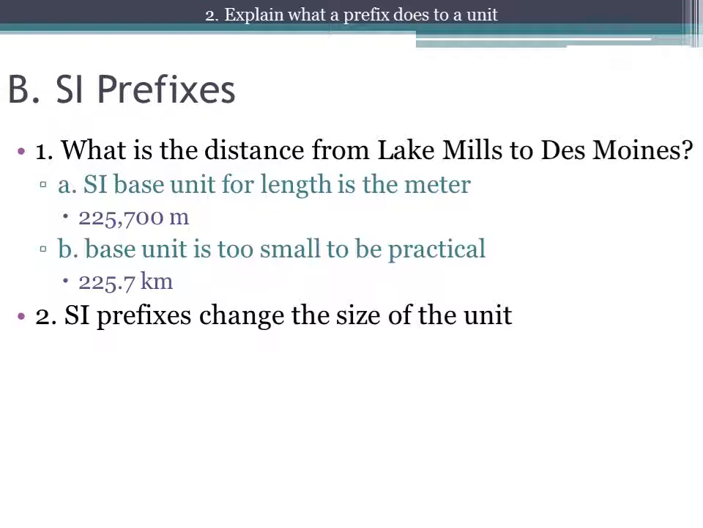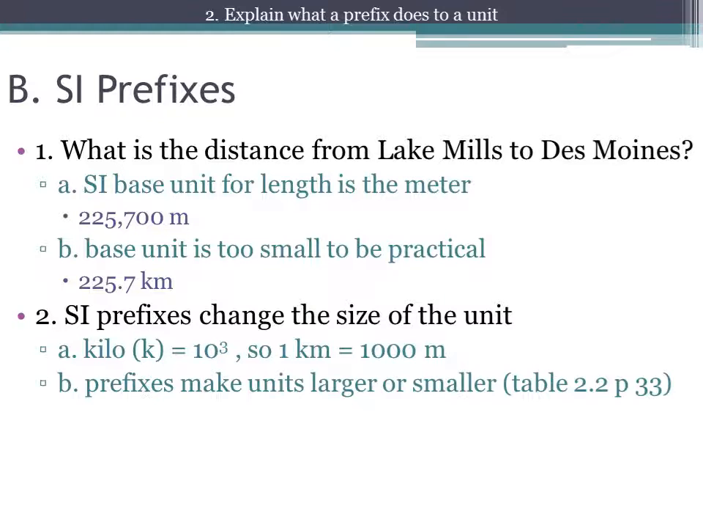What we've done is we've added a prefix to the unit meter. We put the prefix kilo in front of it, and it changed the size of the unit. And that's the case with any of these SI prefixes. It simply changes the size of the unit. It either makes it larger or smaller, and it always does it by a factor of 10. So for example, in this case, the prefix kilo, which has the symbol lowercase letter k, equals 10 to the third, or 1,000. So 1 kilometer is equal to 1,000 meters. So thus we need 1,000 times less kilometers than meters in order for them to be equal.